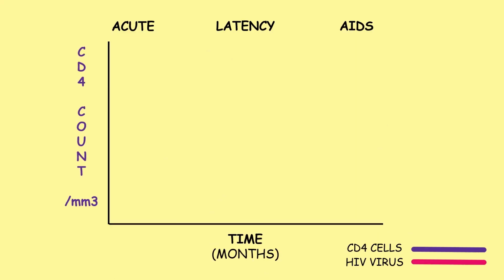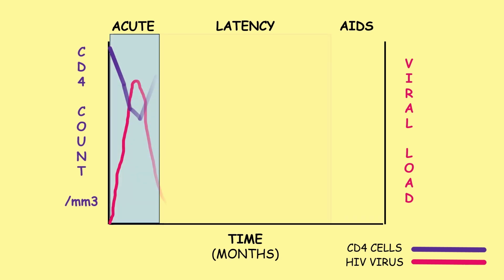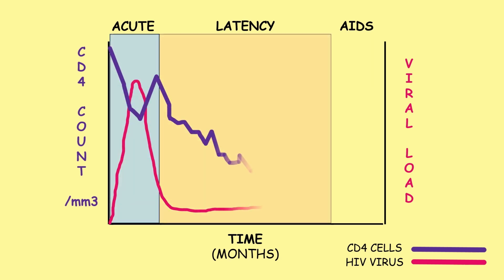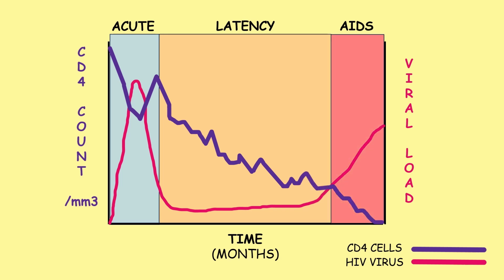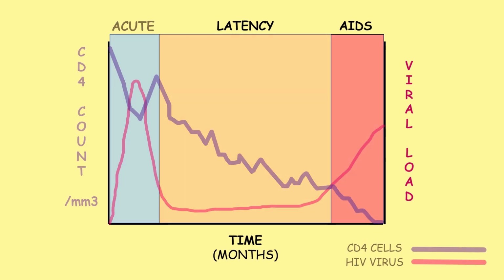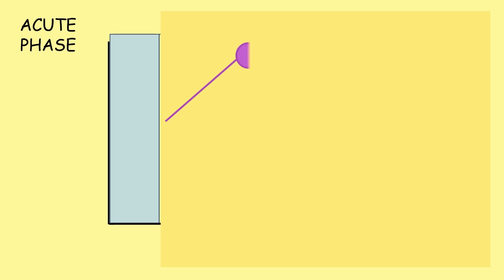So as we were talking about the life cycle of the HIV virus, this graph represents how the virus interacts with the immune cells over a period of time. This can be divided into three phases: acute, latency, and finally AIDS. In the acute phase, the individual is recently infected. The phase ranges over a few weeks and can be divided into two stages.